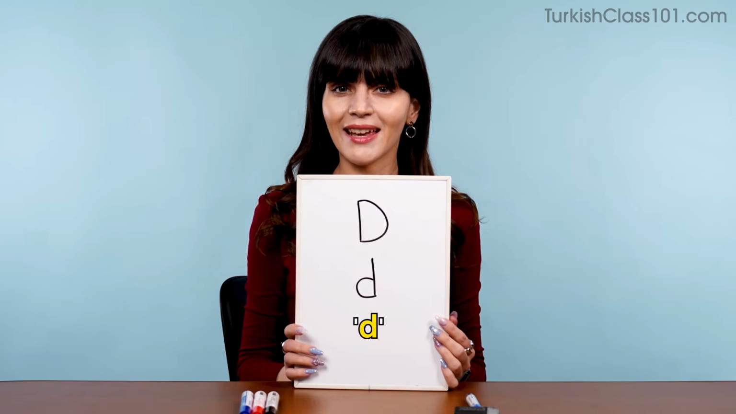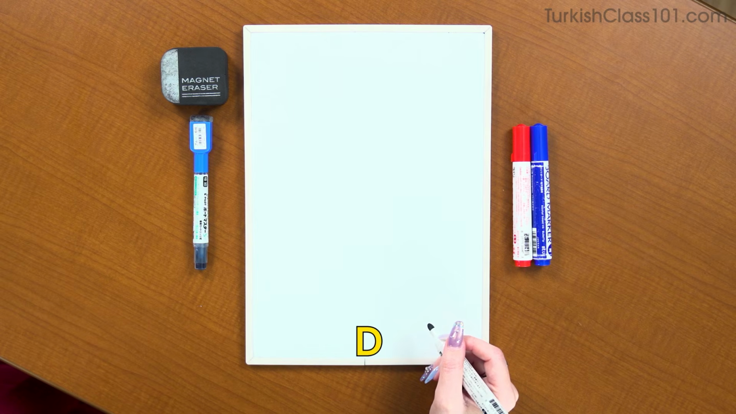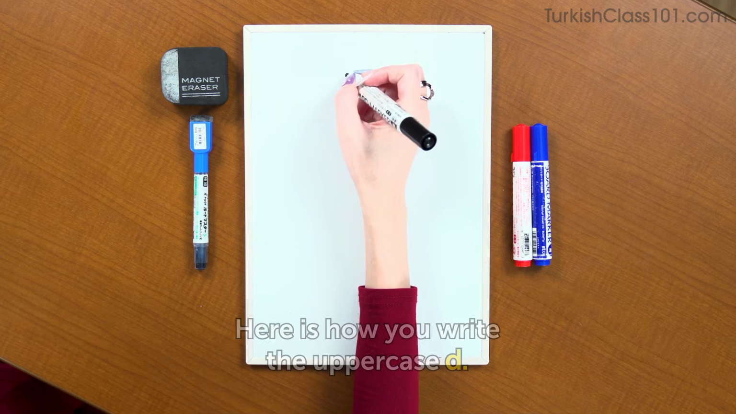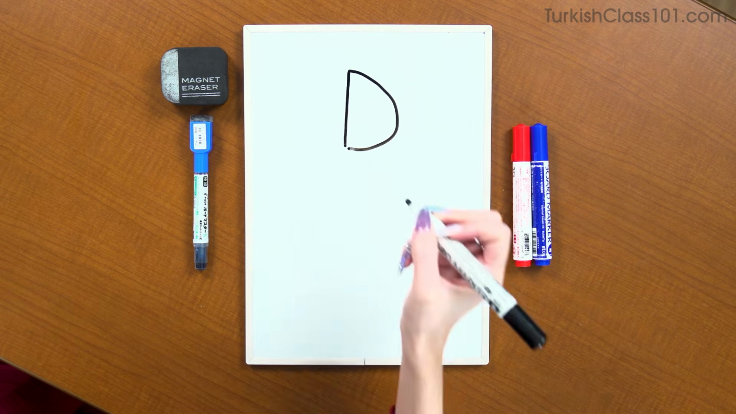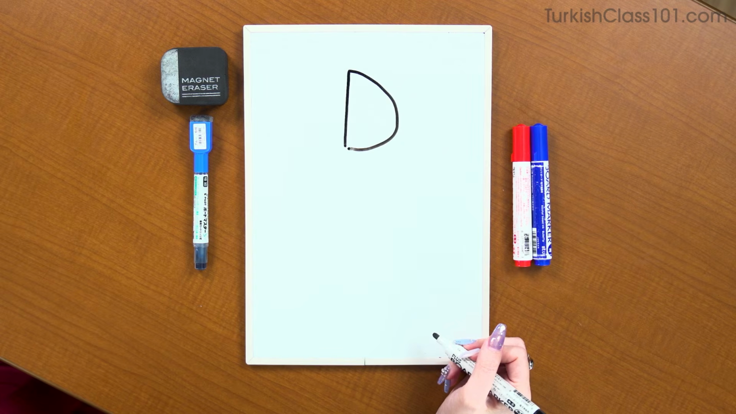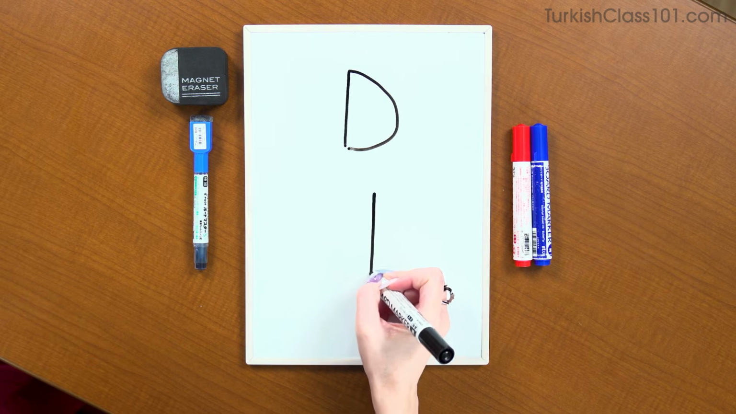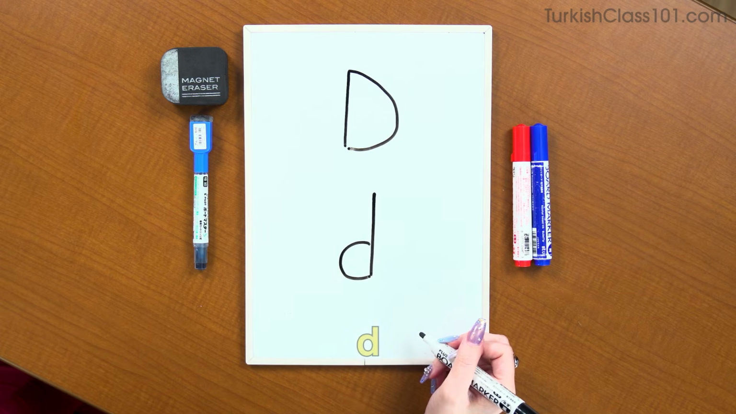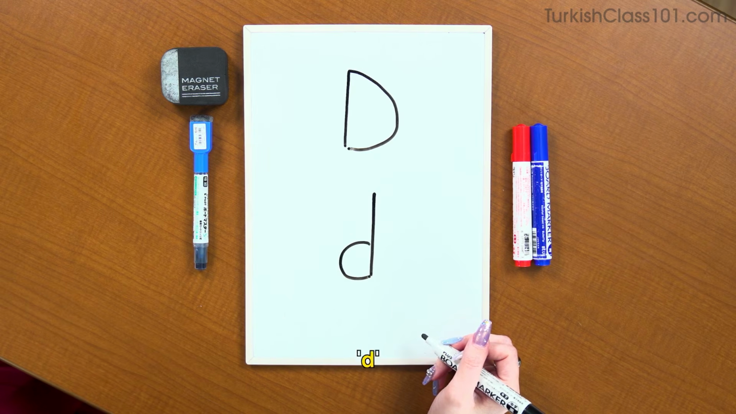Do you know how to write D in Turkish? Get your pen and paper ready. Here's how you write the uppercase D. And here's the lowercase d. It's the same as the English D. It sounds like D in does.